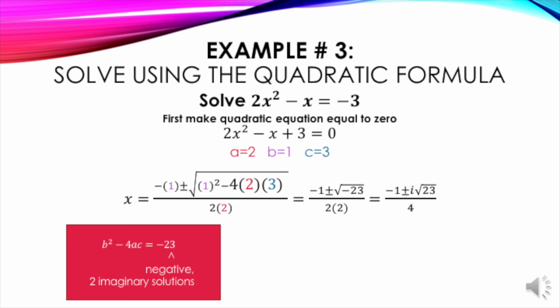When we plug a, b, and c into our quadratic formula, we get negative 1 plus or minus the square root of negative 23 divided by 4. We don't know the square root of negative 23. It is imaginary. So we write i square root 23. So our final solutions are negative 1 plus or minus i times the square root of 23, all divided by 4.